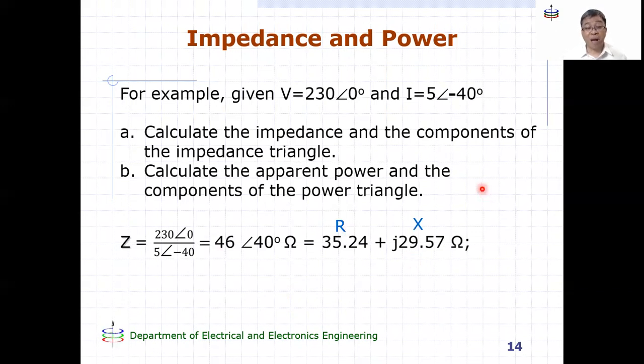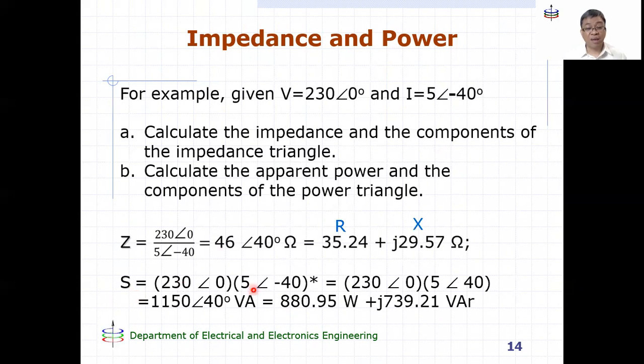We're asked to solve for the apparent power as well. So what we do is multiply V and I conjugate. So S is equal to voltage times I conjugate. Take note that the conjugate of I is equal to 5 angle 40, so that negative sign there disappears. Multiplying this together, we simply multiply the magnitudes, 230 by 5, that's 1150. We simply add the angles, 0 and 40, that's 40 degrees. That's your S in volt-amperes in polar form. We get the components: 1150 cosine 40 is 880.95 watts. The imaginary component is 1150 sine 40 degrees, that's 739.21 VARs. That's the apparent power, that's the real power, and that's the reactive power.